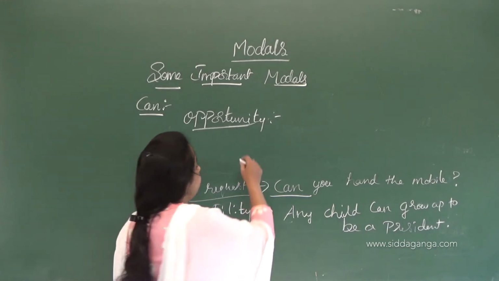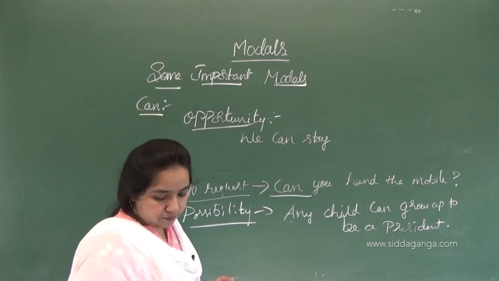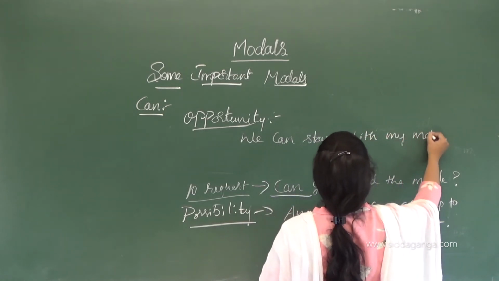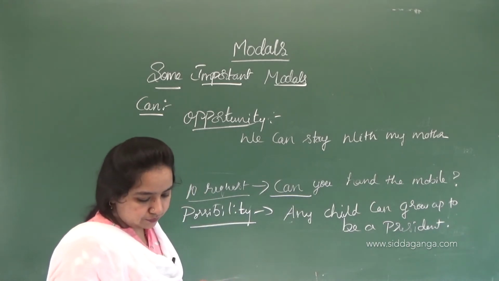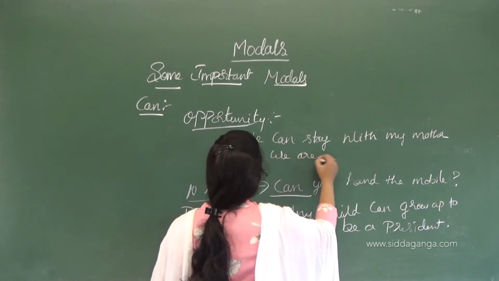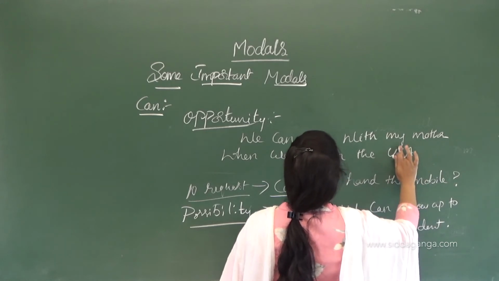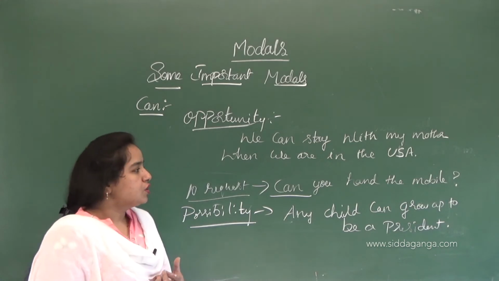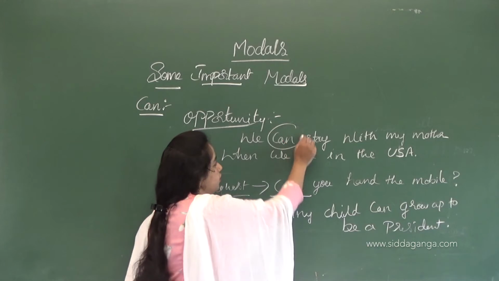So this is, we can stay with my mother when we are in the USA. It shows the opportunity. I got an opportunity, or we got an opportunity, to stay in the USA with my mother. I can. So in that case we use this modal auxiliary verb can.